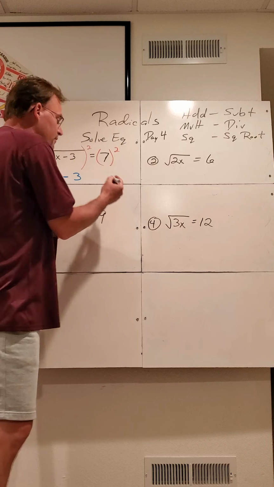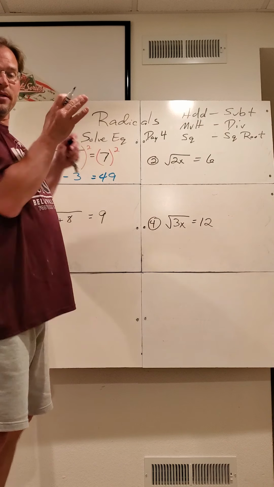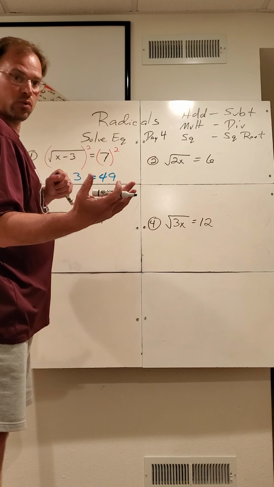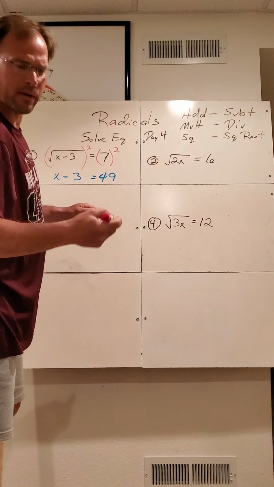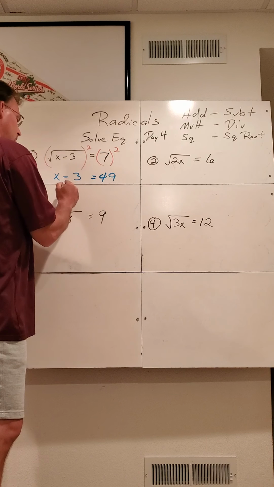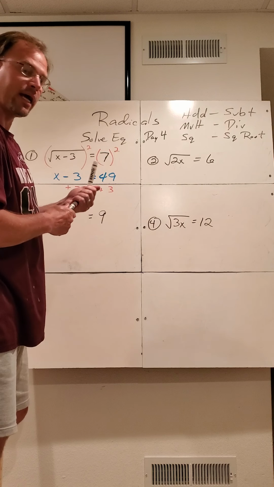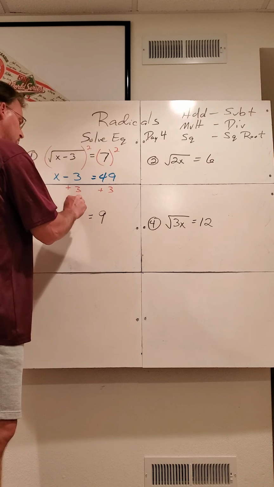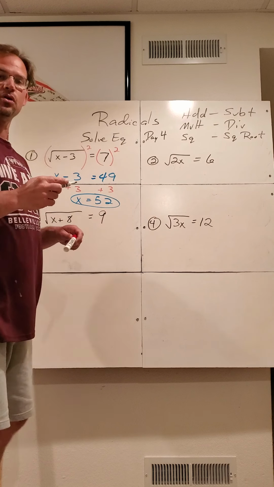Over here, I square 7. The video yesterday talked about squaring negatives and how it gives you extraneous solutions. Not an issue today. Finish the problem. x minus 3 is 49. Add 3 to both sides, and I get 52.